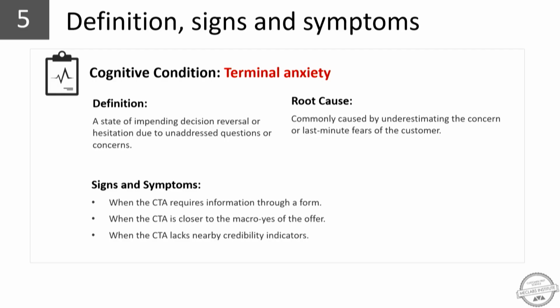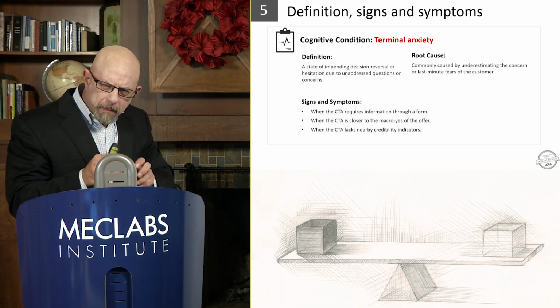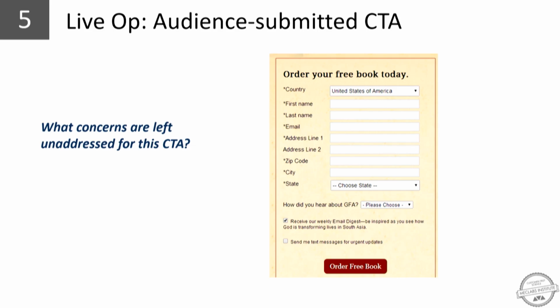When the CTA requires information through a form, be careful. When the CTA is closer to the macro yes of the offer, when the CTA lacks nearby credibility indicators, strategically placed right there on the page, right at the moment of concern. Let's look at examples. Order your free book today.